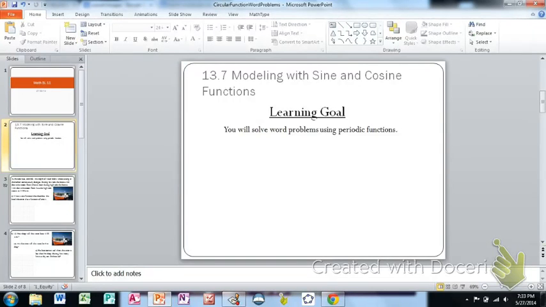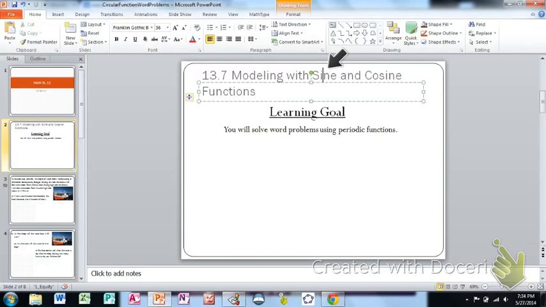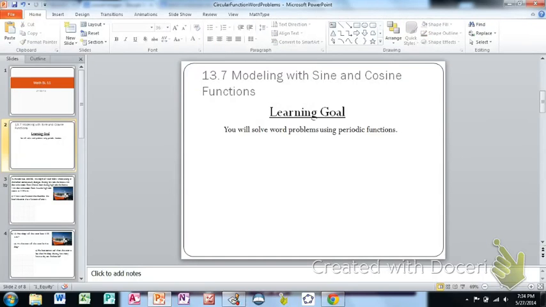What we're going to work with in section 13.7 is modeling with sine and cosine functions. And whenever you're modeling with any kind of function, what it means you're doing is you're writing equations that would represent some situation, and we're going to represent certain situations, certain kinds of problems with sine and cosine equations. This is the way this is going to work out. Now the learning goal is that you're going to solve word problems using periodic, sine, or cosine functions.